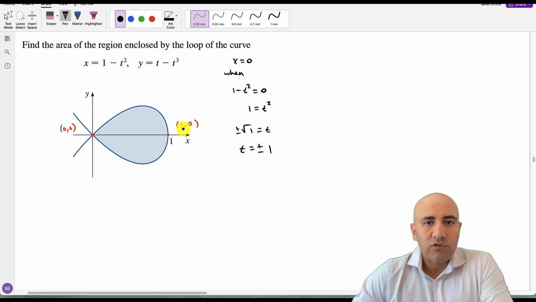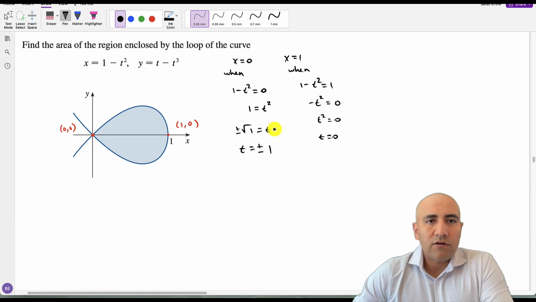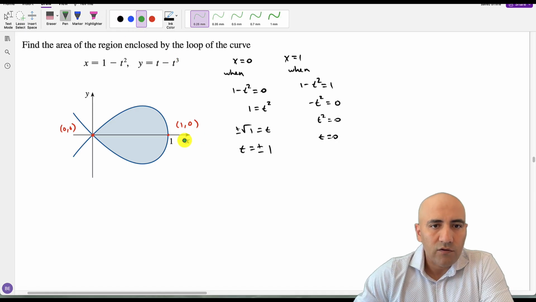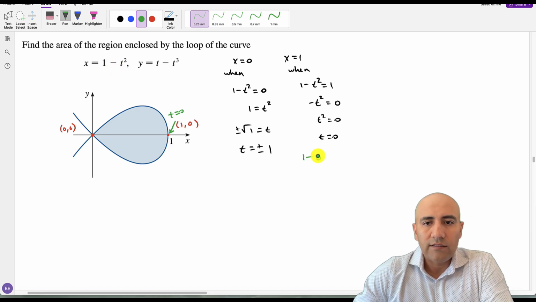What about when x equals 1? x equals 1 when 1 minus t squared equals 1. So if we subtract 1 from both sides, we get minus t squared equals 0. So t squared equals 0. So t equals 0. So at t equals 0, we have this point here. So this point right here is going to be at t equals 0, right there, which makes sense. We put a 0 in here, 1 minus 0 squared, and we get 1.